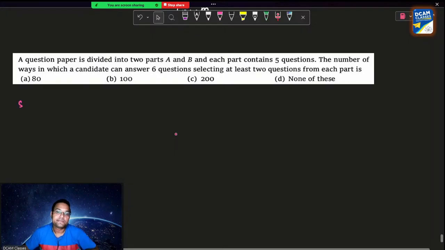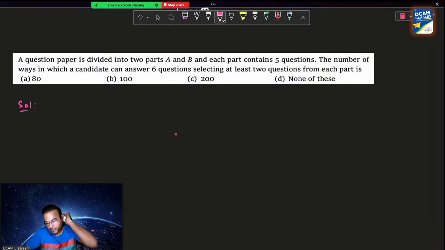See, the question paper is divided into two parts, A and B. Each part contains 5 questions. So there are 5 questions in each part. The number of ways in which a candidate can answer 6 questions, selecting at least 2 questions from each part. He has to answer 6 questions, at least 2 from each part.